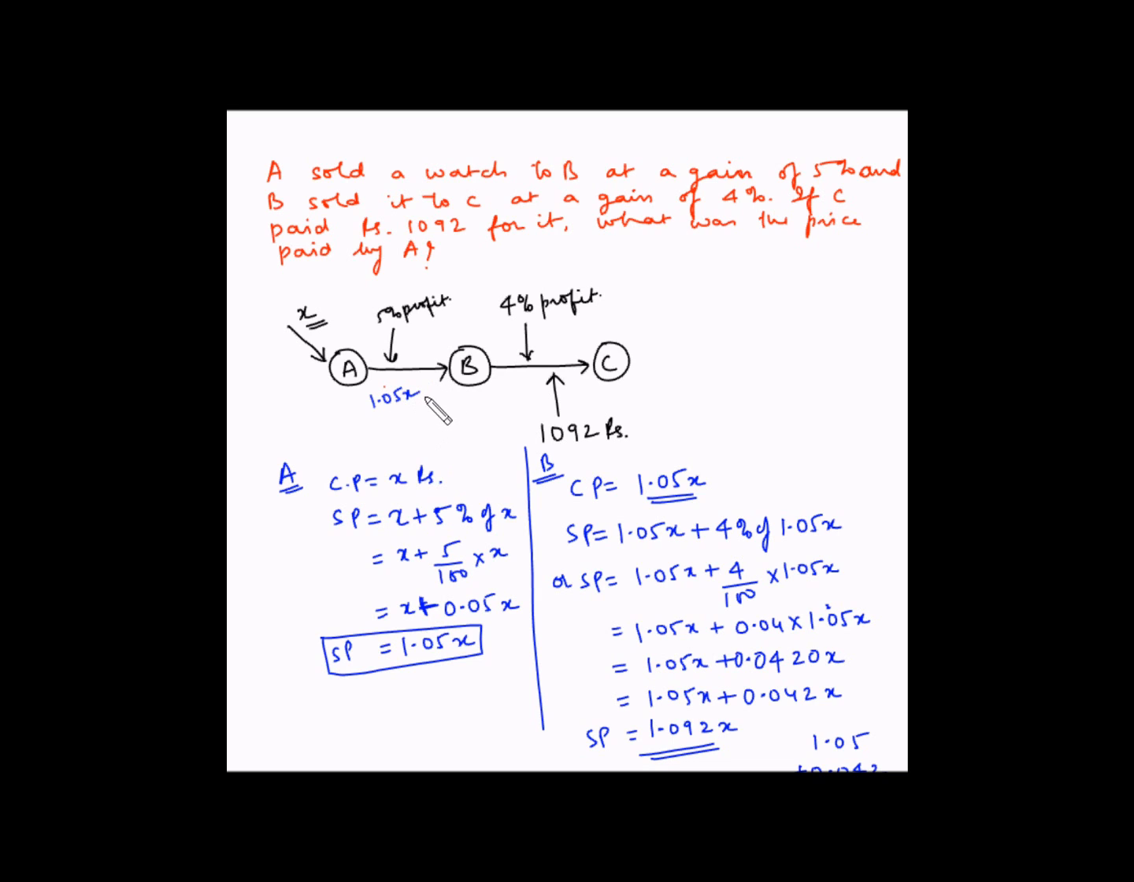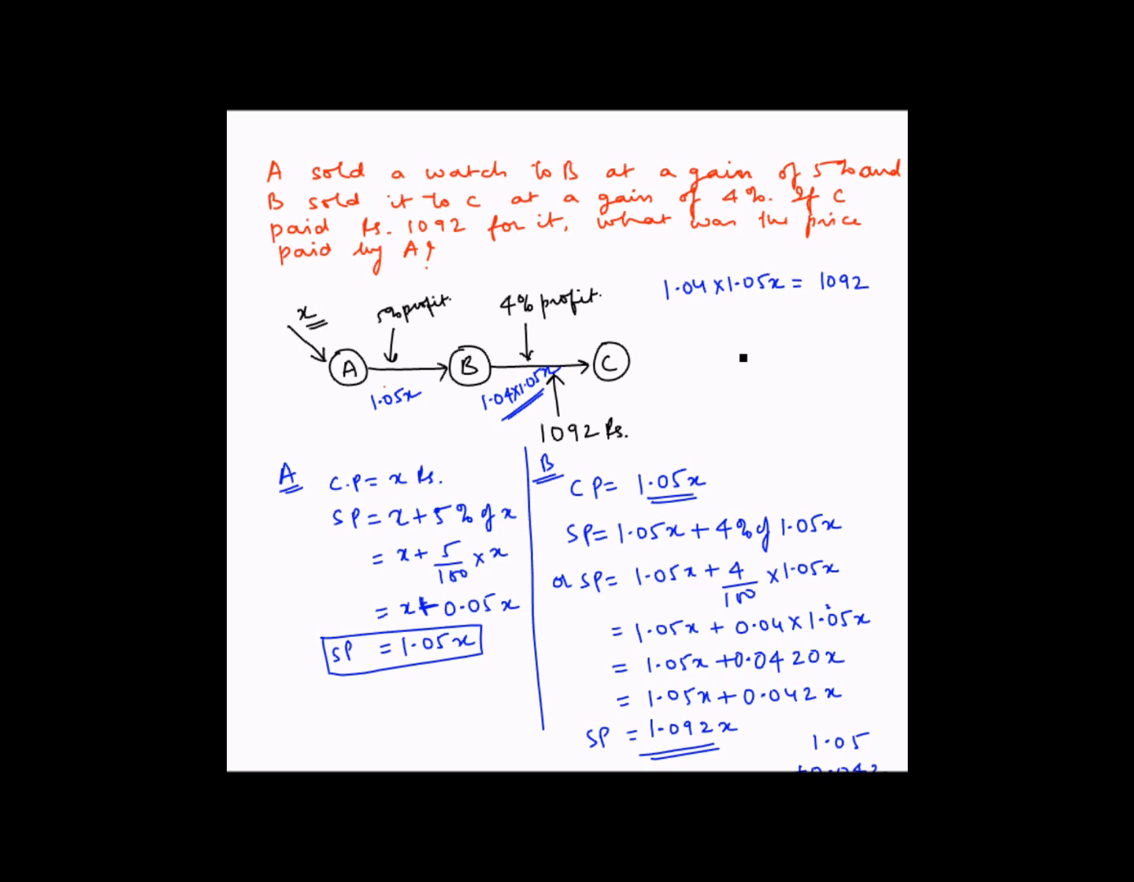Now 1.05 times X is the cost price for B, and on top of this cost price he added 4% profit. So he sold this at the cost price plus 4% of the cost price. So in other terms, we multiply 1.04 with 1.05x. So this represents the selling price with a profit of 4% on top of the cost price. And now we equate this to 1092. So 1.04 multiplied by 1.05x is equal to 1092.